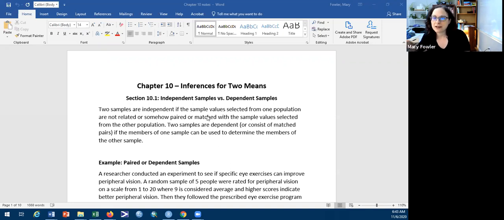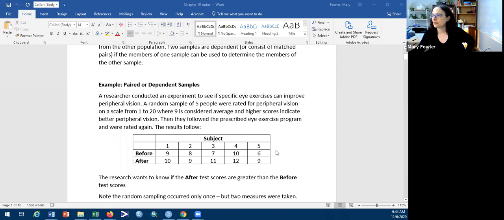All right, let's go over the notes, pretty much what I just said, and look at some definitions. 2 samples are independent if the sample values selected from one population are not related or somehow paired or matched with the sample values selected from the other population. That's the 2 universities. 2 samples are dependent if members consist of matched pairs, if members of one sample can be used to determine the members of the other sample. That's the roommate sampling situation.